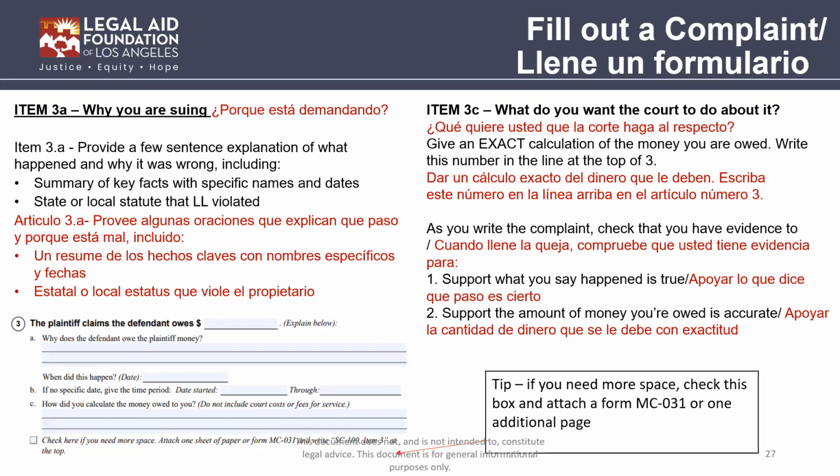If you can, provide any state or local laws that the landlord violated. Item 3C also asks you to explain how you calculated the amount of money that you're owed. Be sure to give an exact calculation of the money that you're owed and write it in the top of item 3, right here at the top.